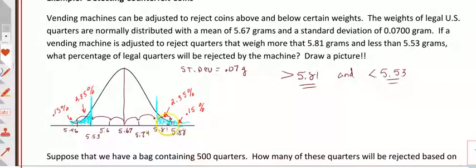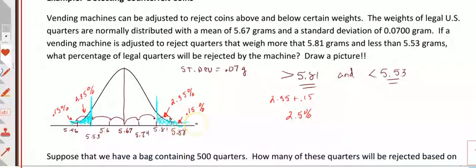So the light blue part shaded is the part that I want to reject. Those are the quarters I want to reject. So what percentage of quarters will I be rejecting? Well, 0.15 plus 2.35 gives us 2.5. So for greater than 5.81, that's a total of 2.35 plus 0.15, which is 2.5%.